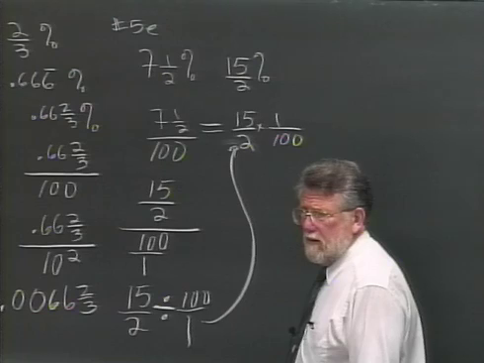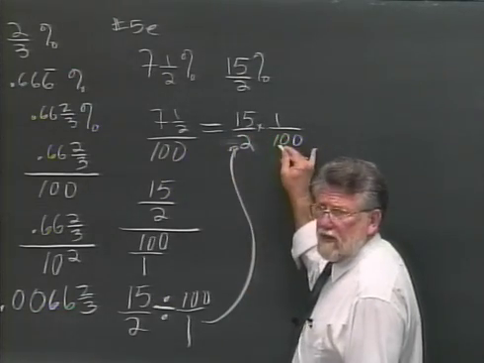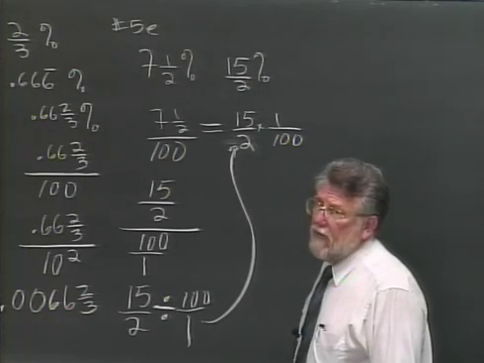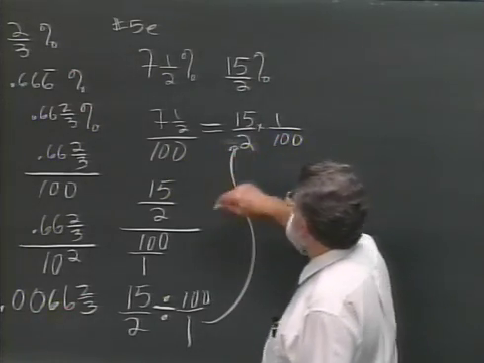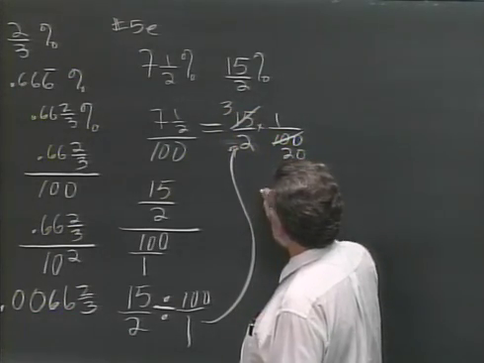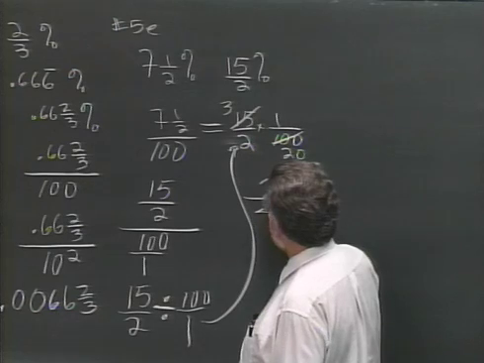Cancel, can I not? This ends in a 5, this ends in a 0. Both can be divided by 5. Can't do a 3 into here, but I can do a 5 here. So that'll give me a 3. This will give me a 20, and it looks like I have 3 over 40.